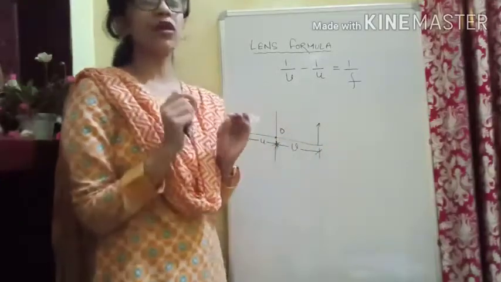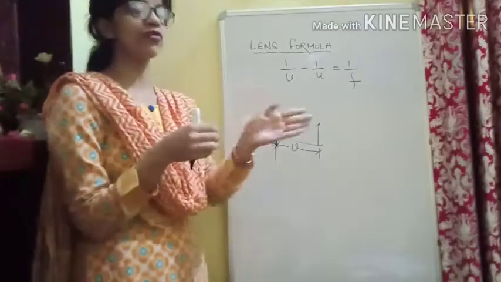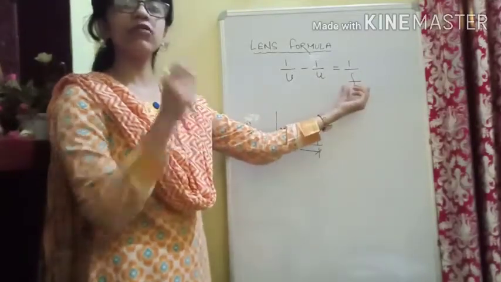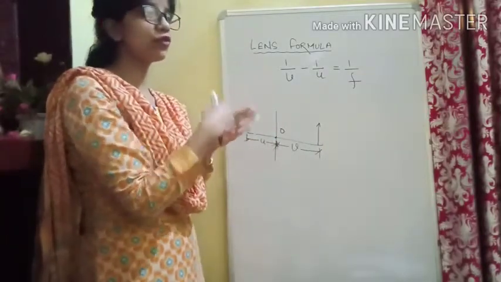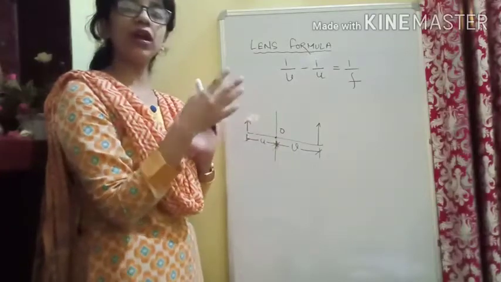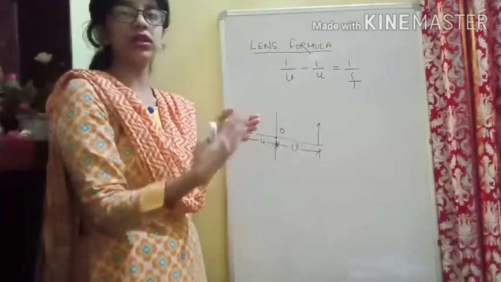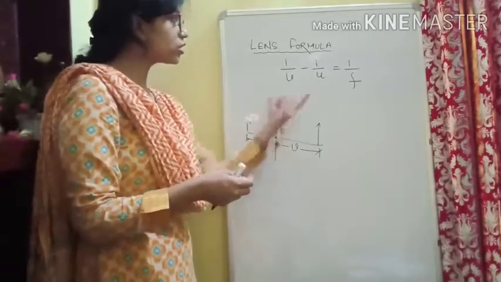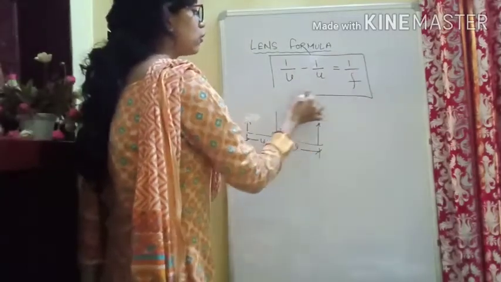And f is the focal length. Remember that in a lens we have two foci, f1 and f2, and the focal length we are talking about is for the second focus, which is OF2. We denote the first focus by f1 and the second focus by f2, and I think you all are aware by now where we have f1 and where we have f2 in both the lenses. Okay, so this is our lens formula: 1 upon v minus 1 upon u is equal to 1 upon f.